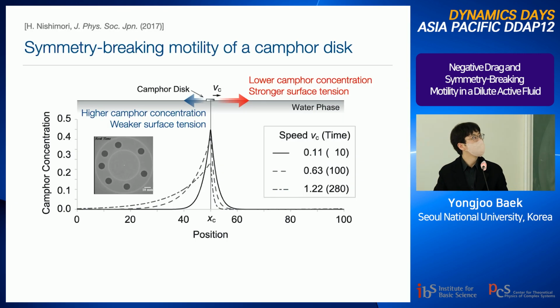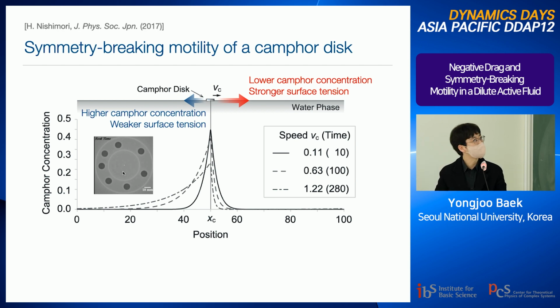Yeah. So basically, this camphor disk is doing this asymmetric motion. It's like a disk which is slowly dissolving into the water surrounding it. When the camphor is dissolved in water, it weakens the surface tension. But when this thing starts to move slightly, there's an imbalance of the camphor concentration on both sides, and that results in symmetry-breaking motile motion.